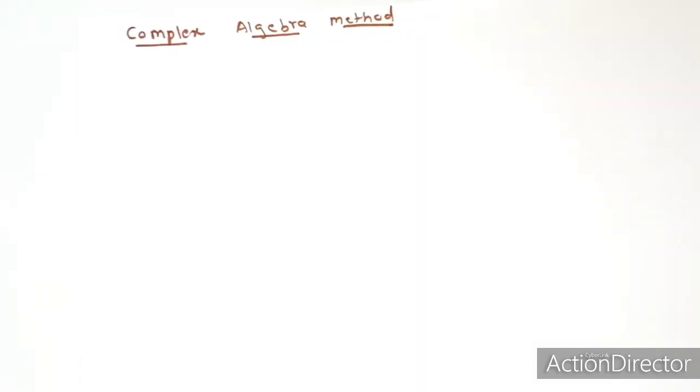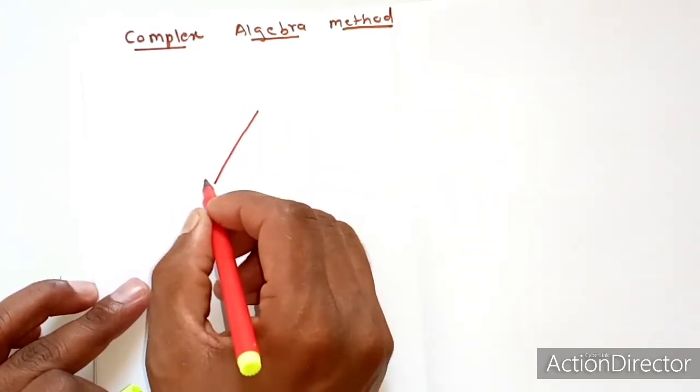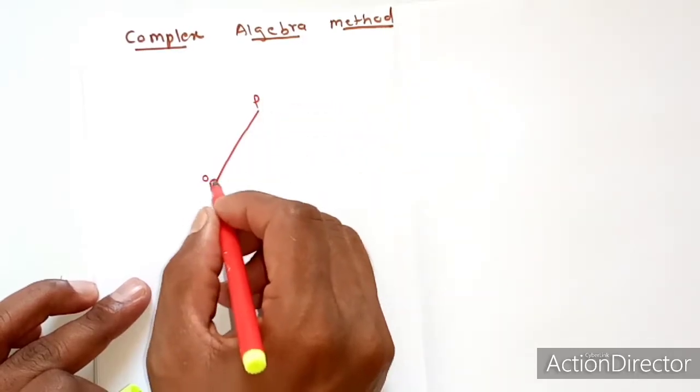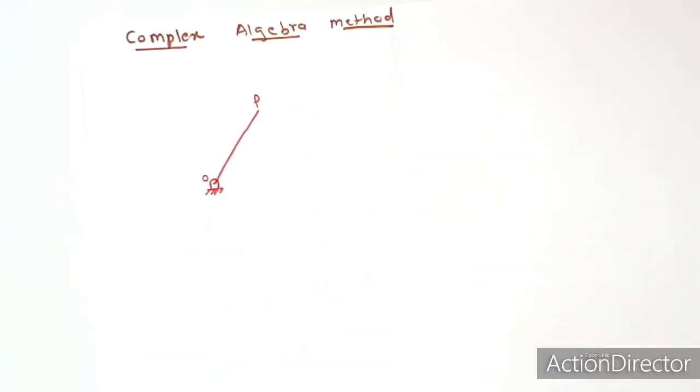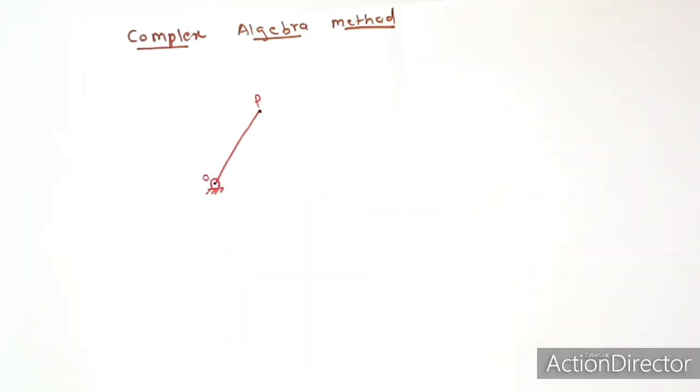Hello everyone. In this video we will see how to perform velocity and acceleration analysis of planar mechanisms using complex algebra method. Let us consider a link OP pivoted at point O so that it can rotate about point O. Now when the link rotates about O, its extreme point P will rotate about the pivot point O in a circular path. Under such situation, we will determine the velocity and acceleration of point P when it rotates about O using complex algebra method.